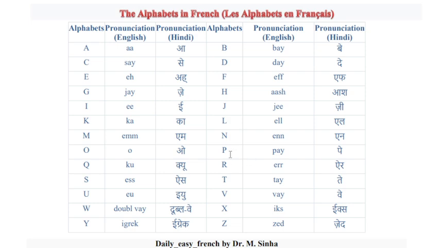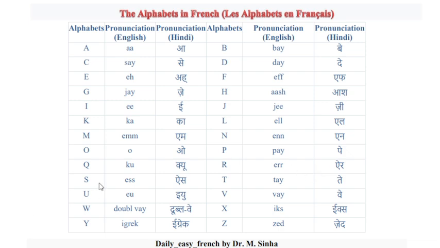Now here's the difference in P. P is called pay. Pay. Repeat again. Pay. Alphabet Q is called Q. Same like English. R is called air. Repeat. Air. Repeat again. Air.